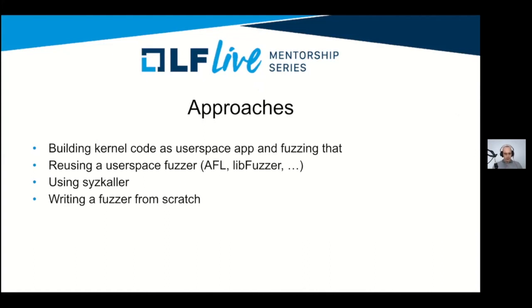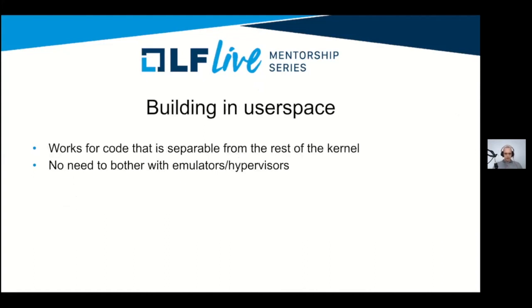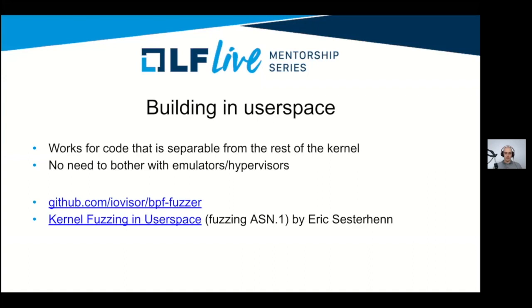All right, let's get back to our approaches. So the first approach is building code in user space. And this works great for the code that's actually easy to separate from the rest of the kernel. The great thing about it is that you don't need to bother about emulators or kernel virtual machines. You can just reuse all of those nice tools that we have for user space fuzzing. And here's a couple of approaches that people have been doing.